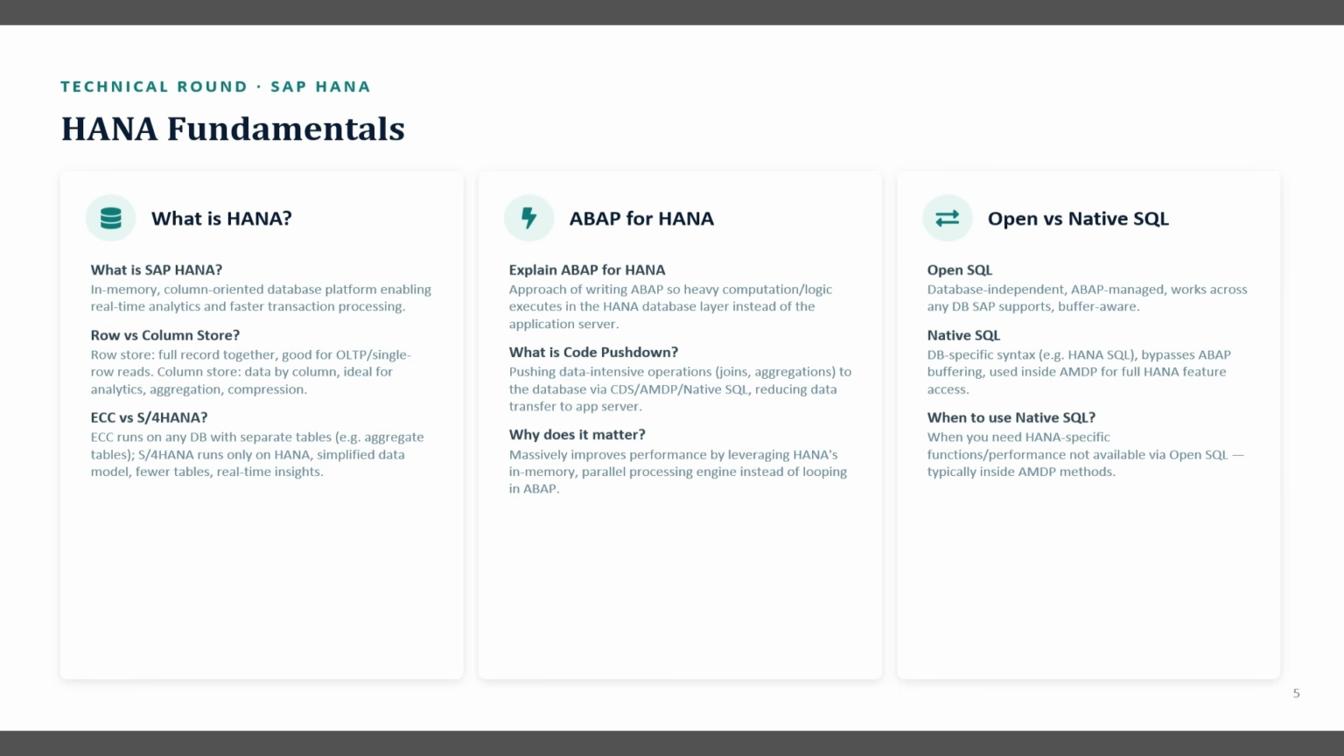Next comes ABAP for HANA and code pushdown. This is the concept of writing your ABAP code so that heavy computation happens at the database layer instead of the application server, using CDS views, AMDP, or native SQL. Why does this matter? Because it massively improves performance by leveraging HANA's in-memory, parallel processing engine instead of looping row by row in ABAP.